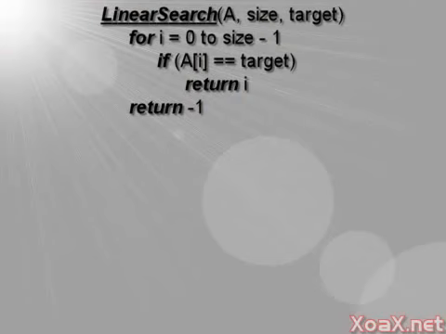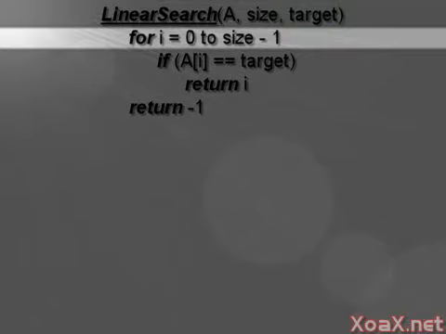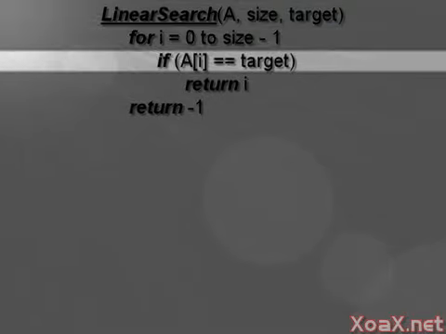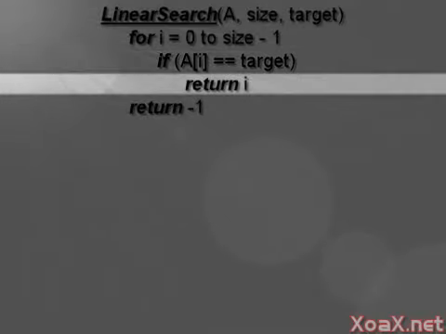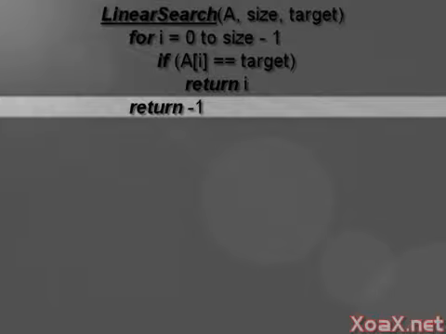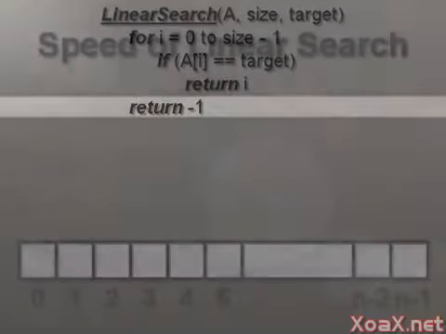Here's the pseudocode for the linear search function. The function takes three arguments: an array, its size, and the target element that we are searching for. The algorithm consists of a single loop which runs over the elements of the array and checks each to see whether it is equal to the target. If so, the index is returned. Otherwise, -1 is returned to indicate that the element is not in the array.